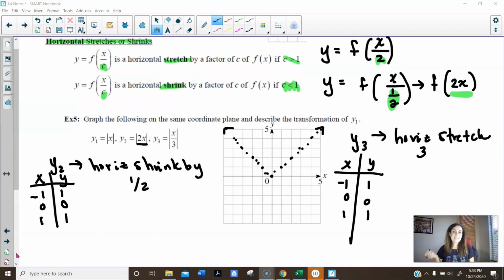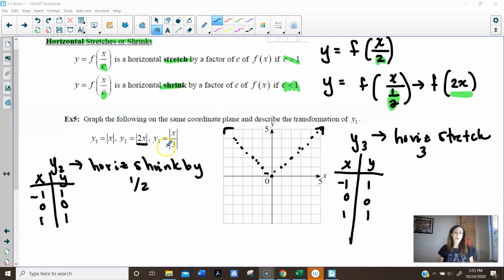So looking at example 5, the parent graph y1 is an absolute value graph that looks like this. And I plotted 3 points, left 1, up 1, 0, 0, and right 1, up 1. So what we're going to do is if we have y2, inside the function, we're multiplying by a 2. This is actually a horizontal shrink by 1/2, the reciprocal. So you're here, and you're looking at a shrink.